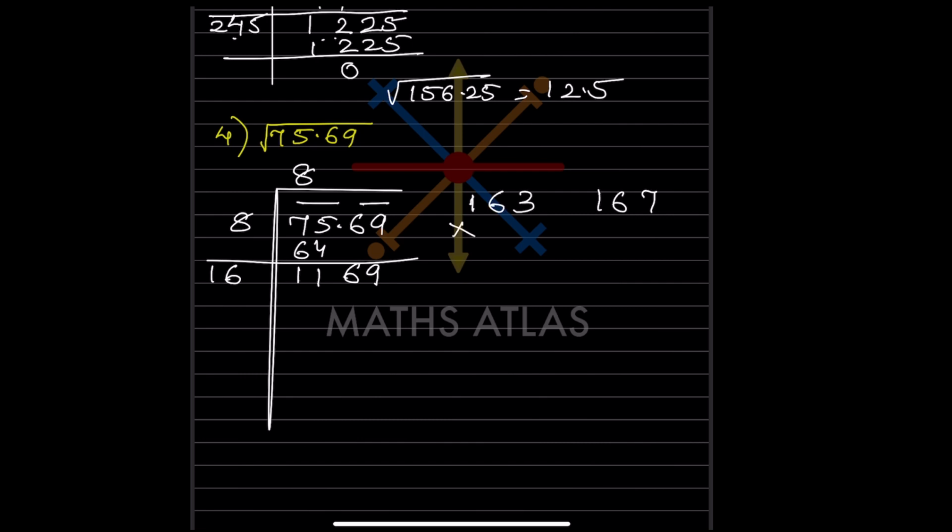So now let us see. 3 means we are going to multiply this also by 3. 7 means we are going to multiply this also by 7. So now let us multiply and see. So that is going to be 489. And here what do we get?